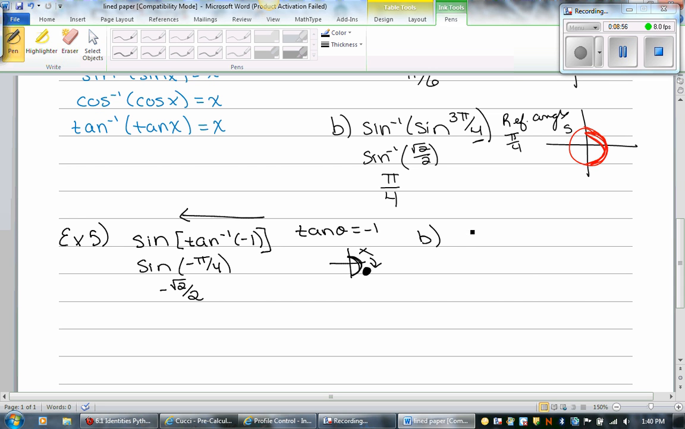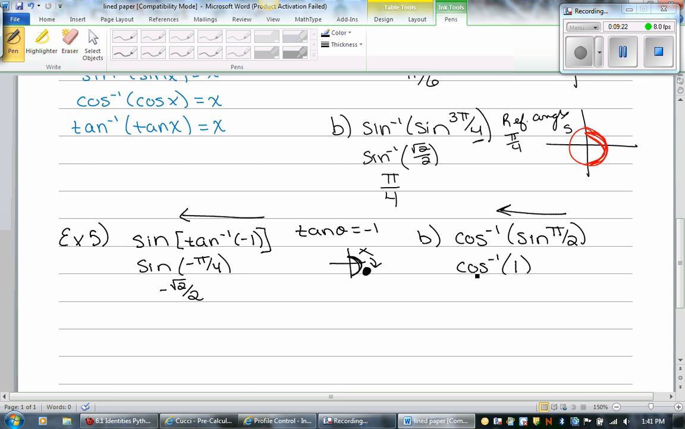Okay, my next example, cosine inverse of sine of pi over 2. So the first thing we're looking for, again, we're moving from right to left, is sine of pi over 2. Now, pi over 2 is 90 degrees, so sine at pi over 2 is going to be 1.